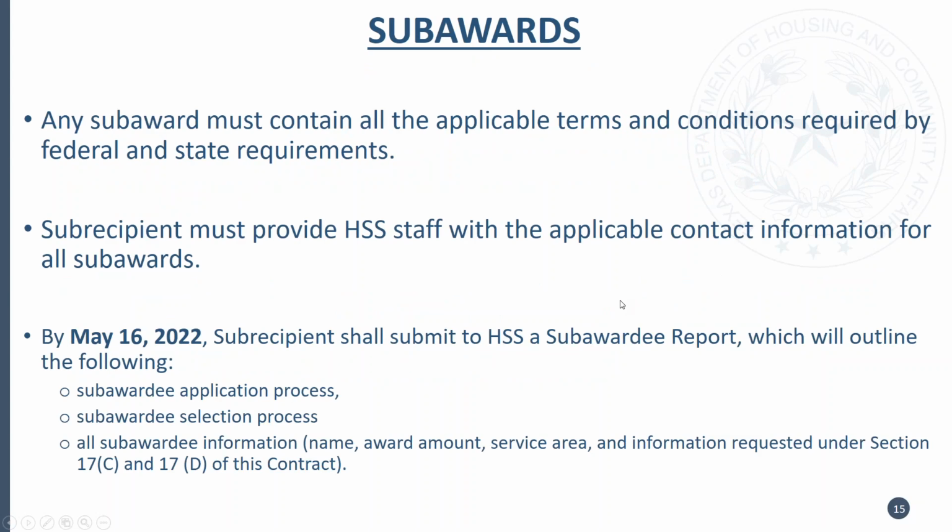Okay, for subawards, any subaward must contain all the applicable terms and conditions required by federal and state requirements. Subrecipients must provide HSS staff with the applicable contact information for all subawards. By May 16th, the HSS staff need a subawardee report, which will outline how you're going to do the subawardee application process, the subawardee selection process, and all contact information.